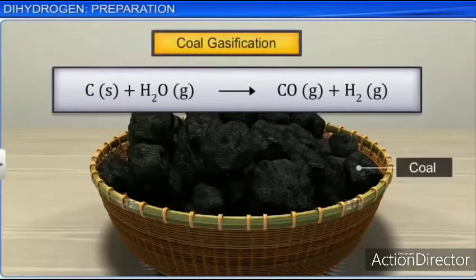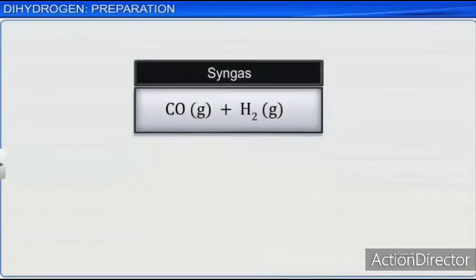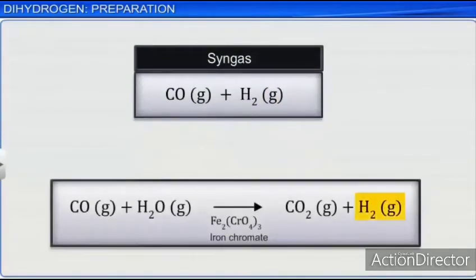It is difficult to separate dihydrogen from syngas. Therefore, the production of dihydrogen is increased by reacting the syngas with steam in the presence of iron chromate as a catalyst. The reaction produces a mixture of carbon dioxide and dihydrogen. The carbon dioxide produced is removed from the mixture by scrubbing with sodium arsenite solution. This reaction is known as water-gas shift reaction.